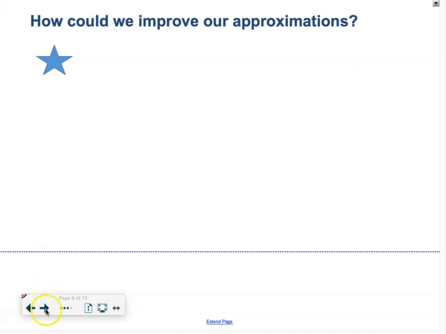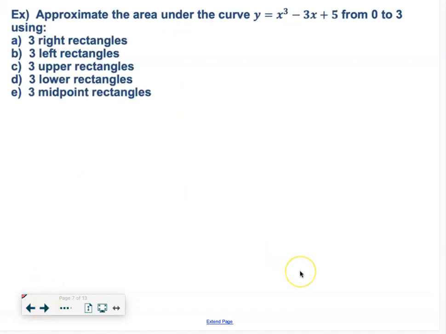Okay, back to notes. All right, so we're going to do this one. Approximate the area under the curve y equals x cubed minus 3x plus 5 from 0 to 3 using 3 right, 3 left, 3 upper, 3 lower, and 3 midpoint.